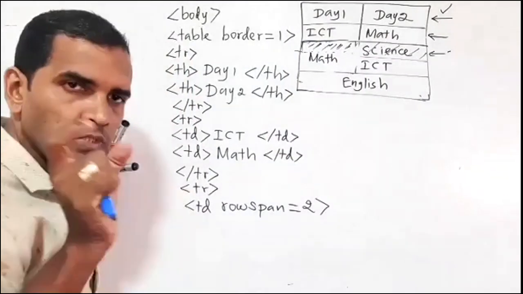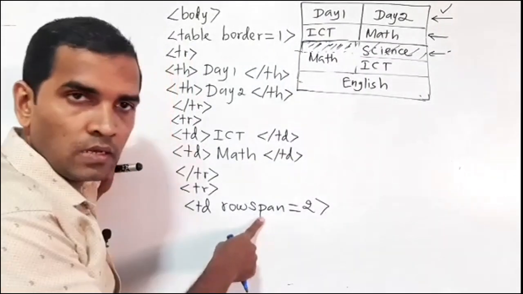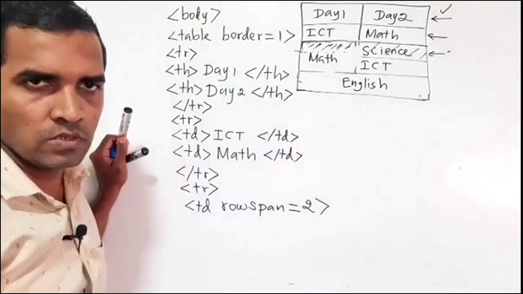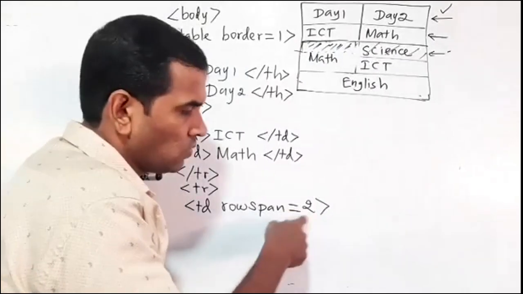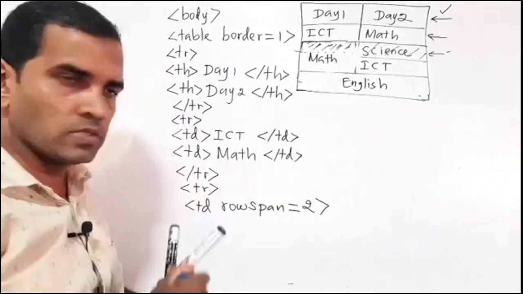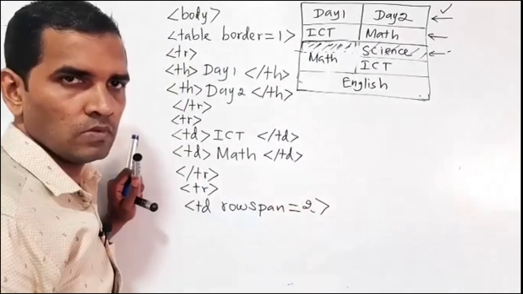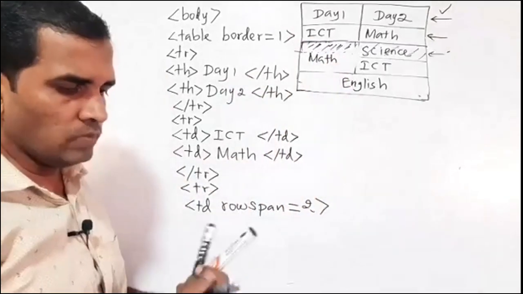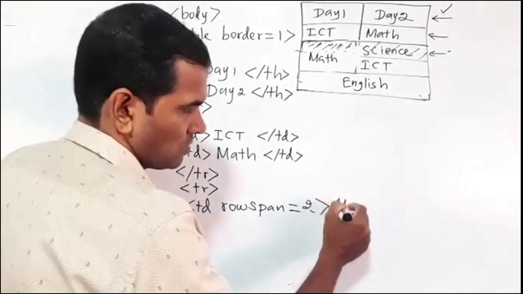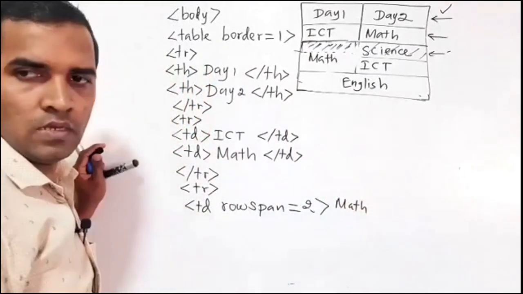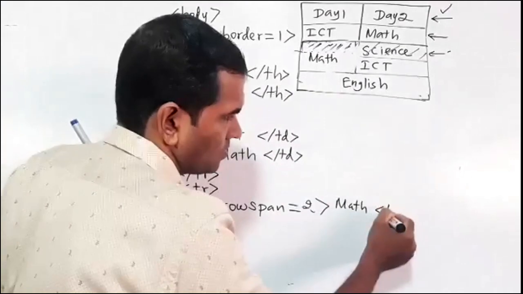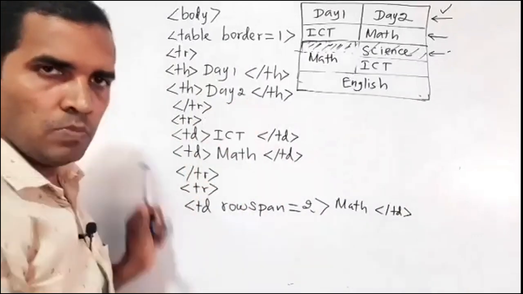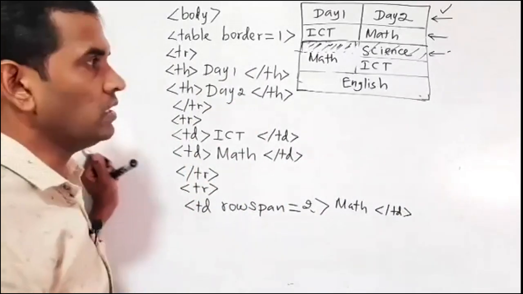So TD, for joining the cell, you have to use span. But we use the word rowspan because here the two cells are in two different rows. So rowspan equal, how many cells are merged? Two cells. That's why it is 2. Then type the word. So what is it? Maths. Then close the TD. Okay, wait a second. I will complete that first one. After that, we can discuss if you have any doubt.